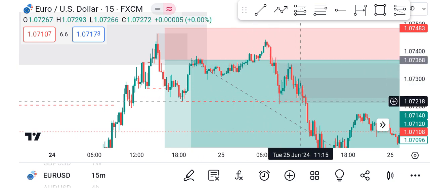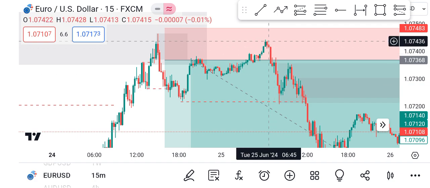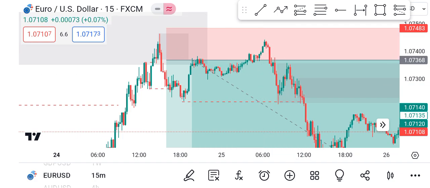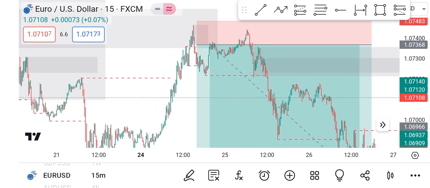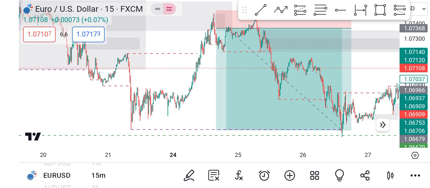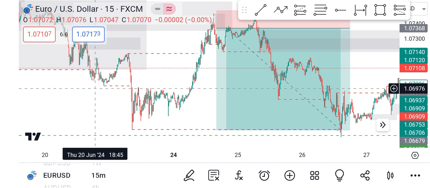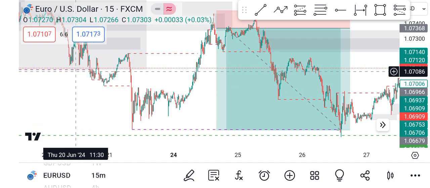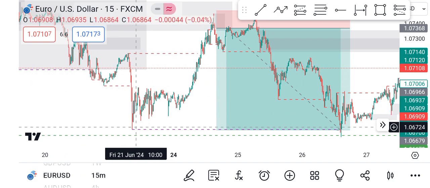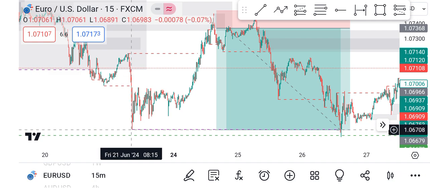Then we broke back. We had another break of structure. After this break, where do you think we are going after this market structure shift? We are going to break another low, because this is the lowest point on the internal structure. This is the lowest internal structure point. So we are going all the way down to break this low.